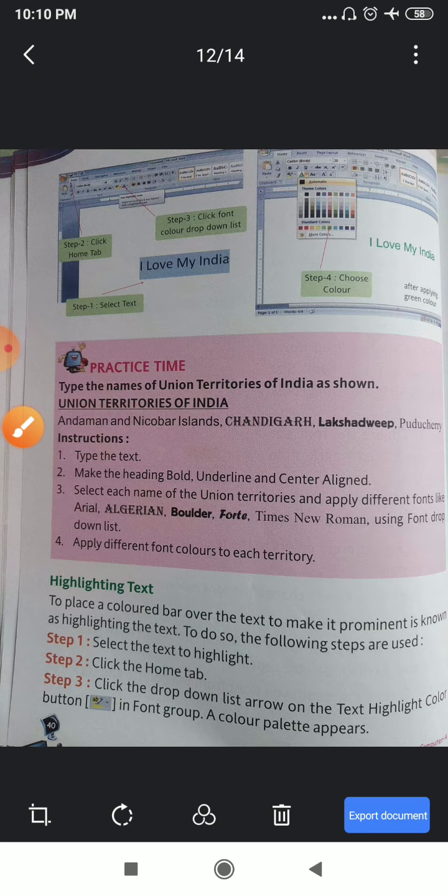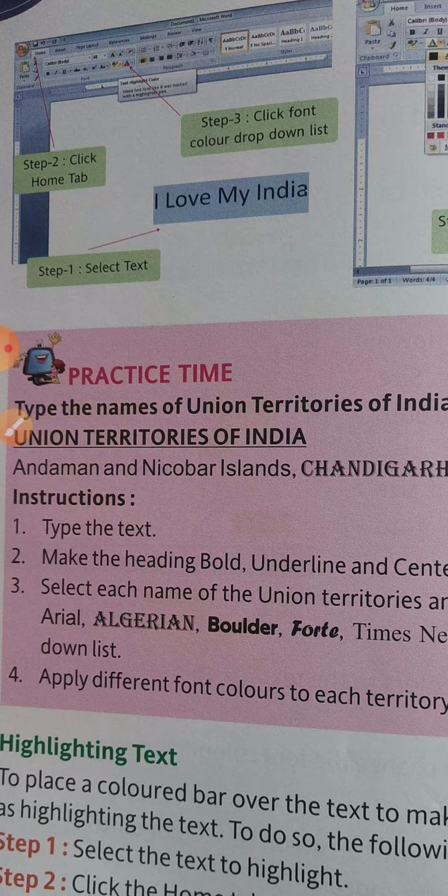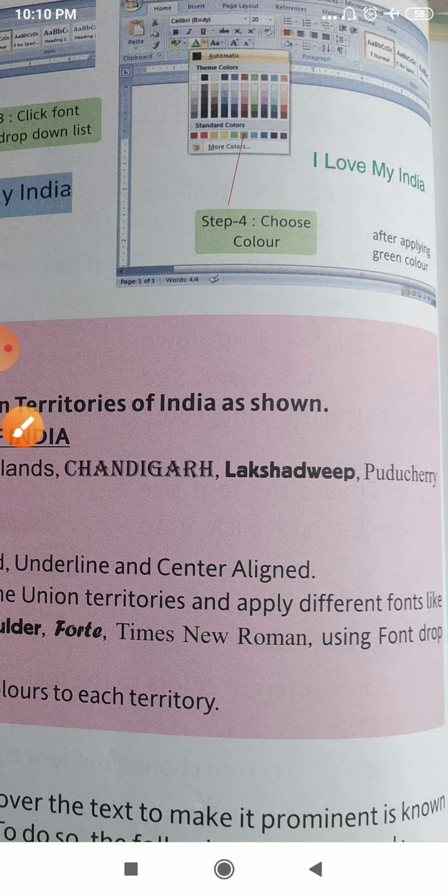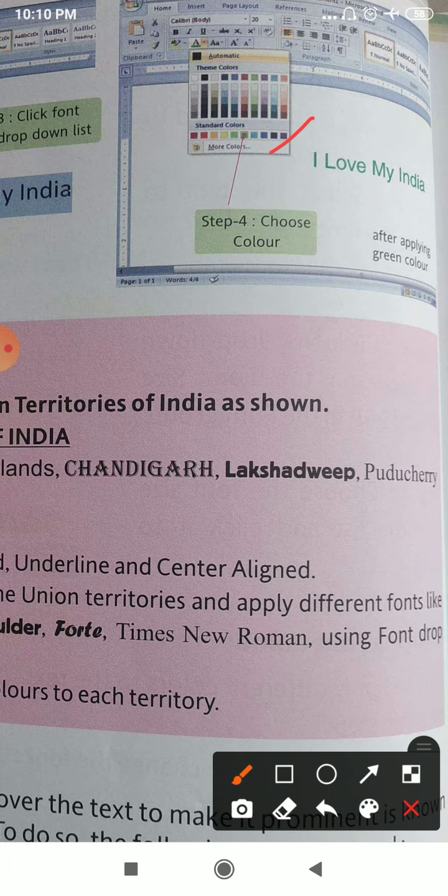Like I'll show you here, it is given here in your book. Step number 1, you need to select this text. Then you have to go here on the Home tab. Then click the font color drop down list which is present here. Then a list of color palettes will appear like this, and whatever color you want to choose, here in your book they have chosen green color. So "I love my India" becomes green after applying this.